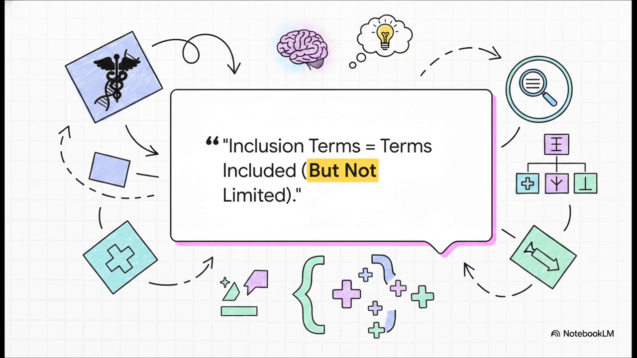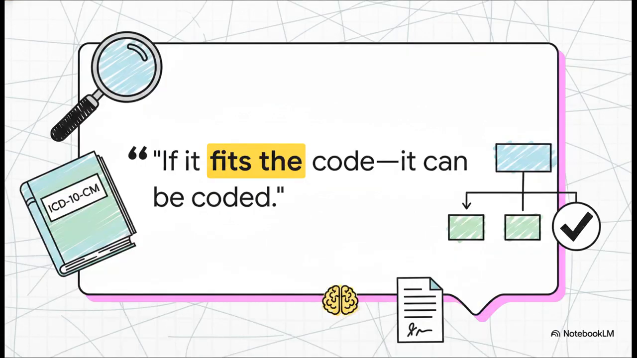Included but not limited. They show you exactly what can be coded, but they are absolutely not a boundary wall meant to keep everything else out. Think of them as examples, not some exclusive VIP list. And right on the heels of that is your secondary AMCI gem. This is your ultimate test when evaluating a code. If it fits the code, it can be coded.